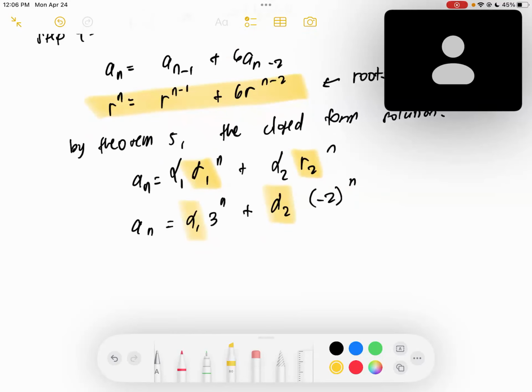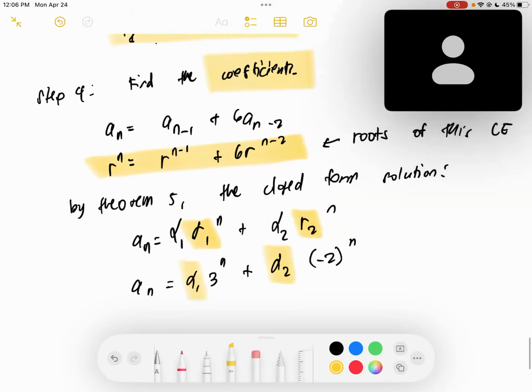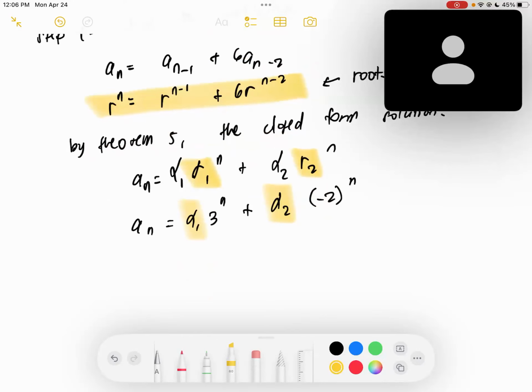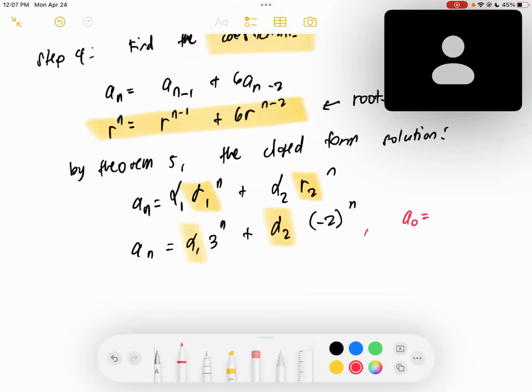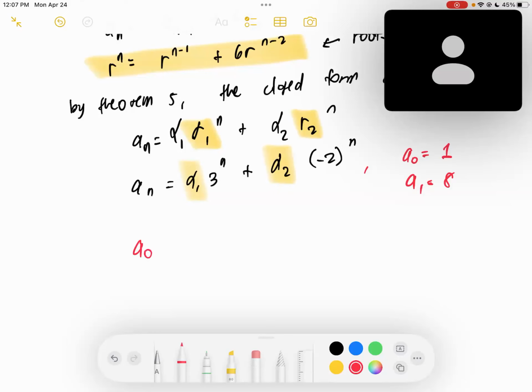So paano kaya natin mahanap yun? So what we are going to do is to use our initial conditions. If you remember, our a sub 0 is equal to 1 and our a sub 1 is equal to 8. Okay? So we can compute for a sub 0. We know that a sub 0 is equal to 1. So we substitute that into this equation.